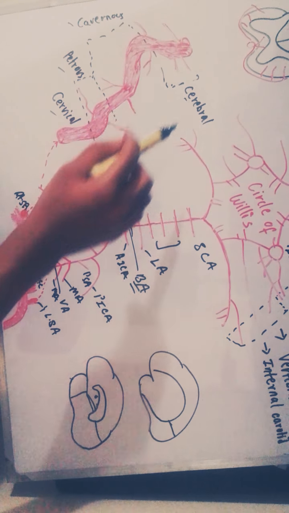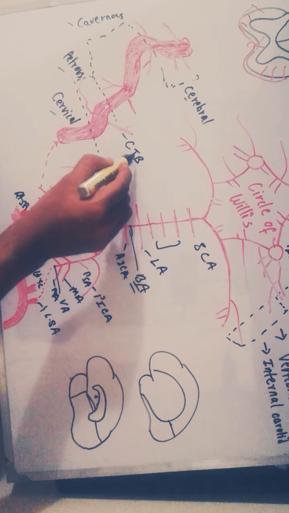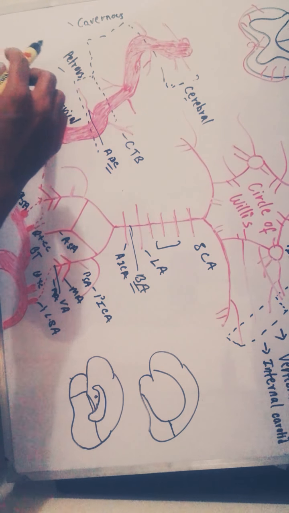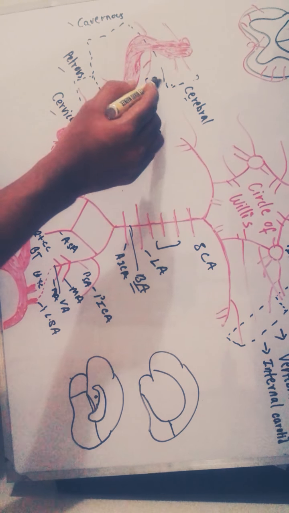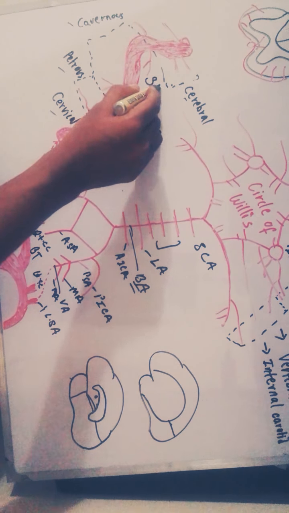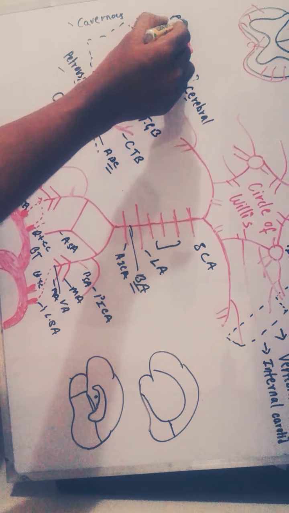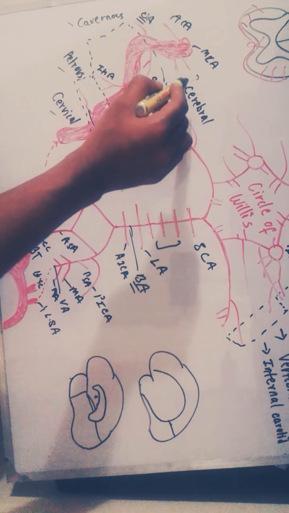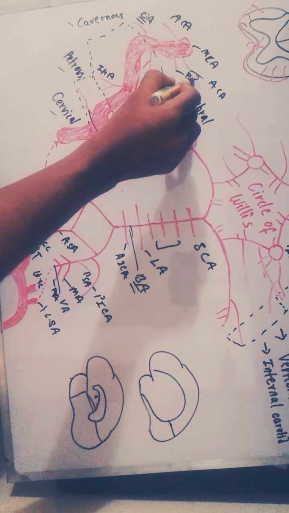Cervical part has no branch. Petrous part has two branches. They are the caroticotympanic branch and the artery to pterygoid canal. And cavernous part has branches like the trigeminal ganglion branch, superior hypophyseal artery, and inferior hypophyseal artery. And the branches of cerebral part are the ophthalmic artery, the most important branch, and anterior cerebral artery, middle cerebral artery, and anterior choroidal artery, and posterior communicating branches.